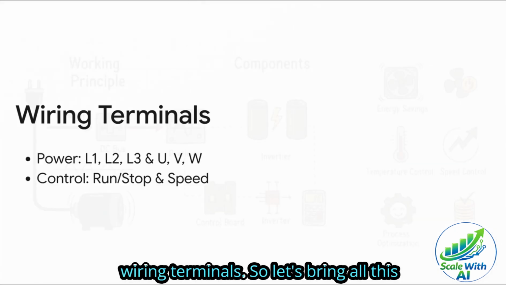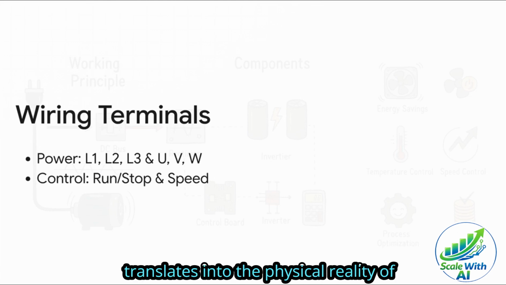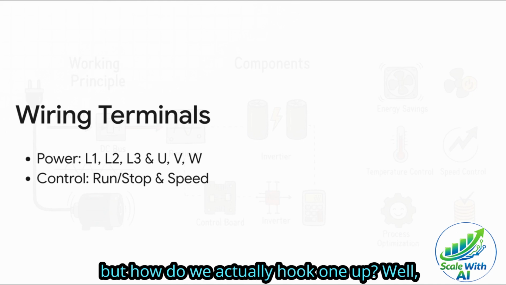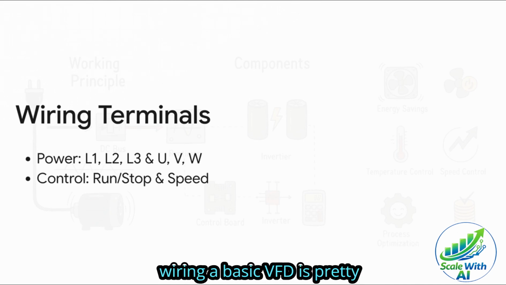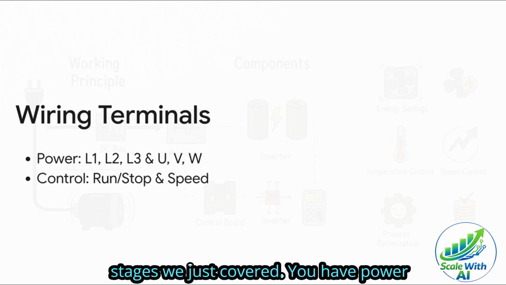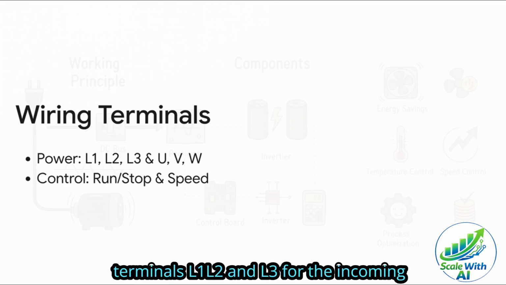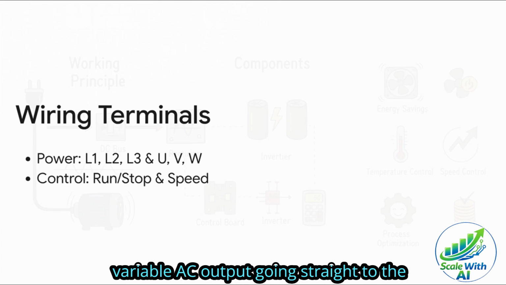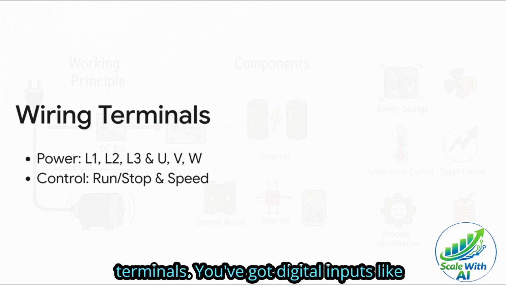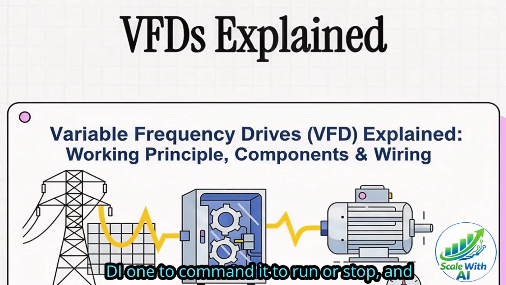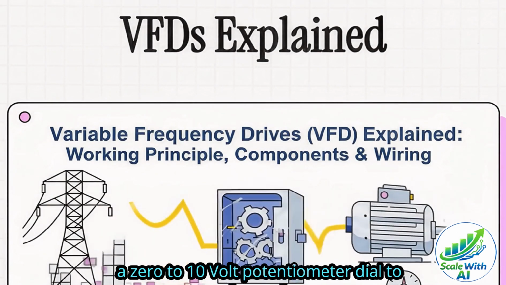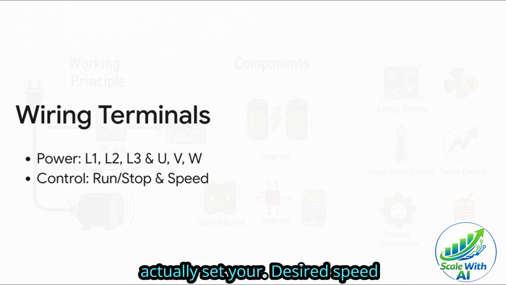So let's bring all this together and see how this theory translates into the physical reality of the unit. We know the internal theory, but how do we actually hook one up? Well, wiring a basic VFD is pretty straightforward once you understand the stages we just covered. You have power terminals, L1, L2, and L3 for the incoming grid line, and U, V, and W for the new variable AC output going straight to the motor. Then you have the control terminals. You've got digital inputs like DI1 to command it to run or stop, and analog inputs like AI1 where you'd wire a 0 to 10 volt potentiometer dial to actually set your desired speed reference.